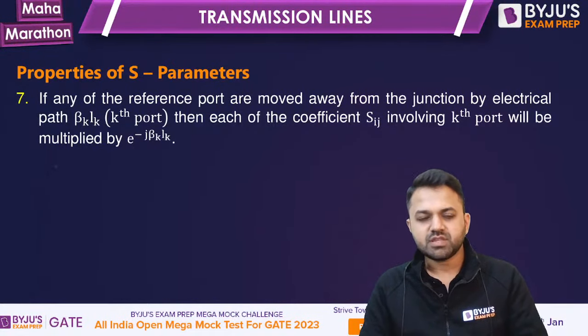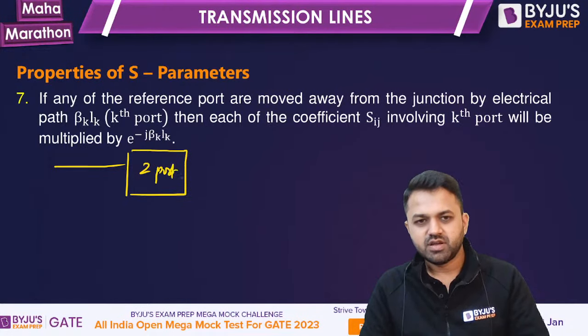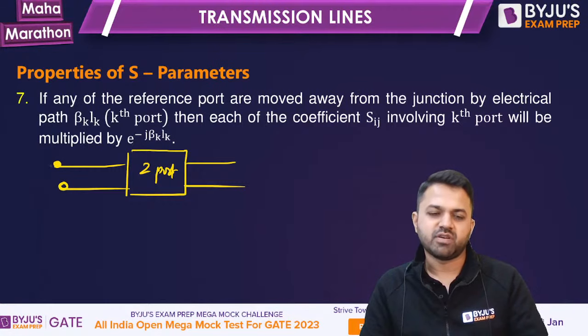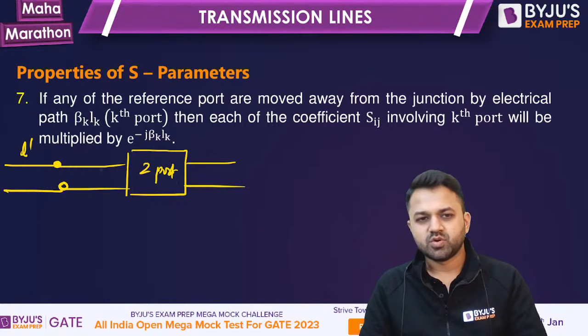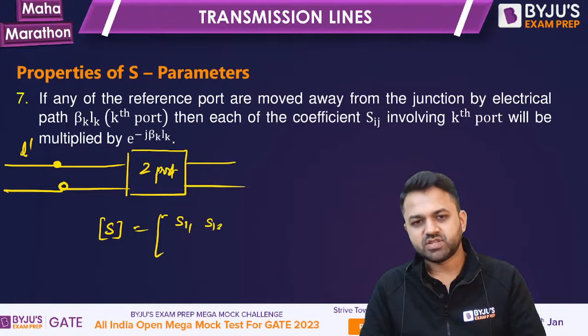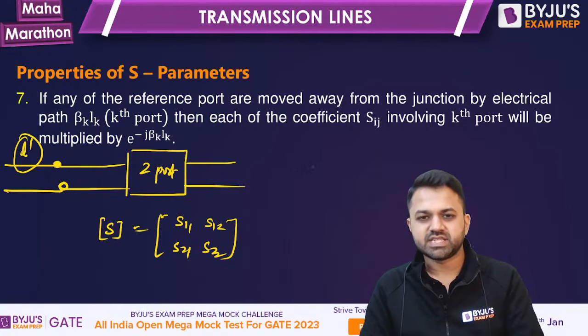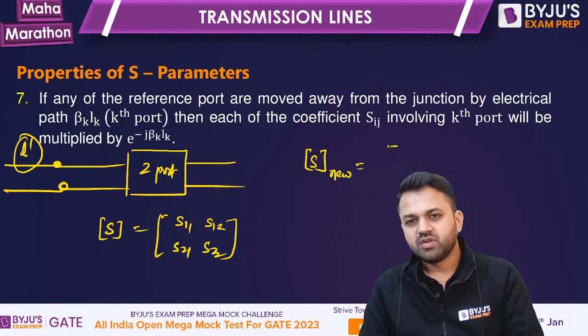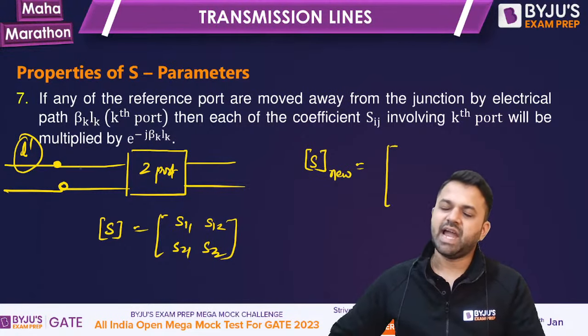Okay, suppose there is a two-port network, and you are moving port number one by the length L dash. Previously the S matrix was S11, S12, S21, S22, but after adding this length L dash, the new S matrix will become this, since it is added in the first port.